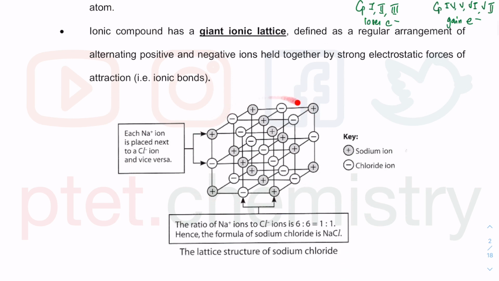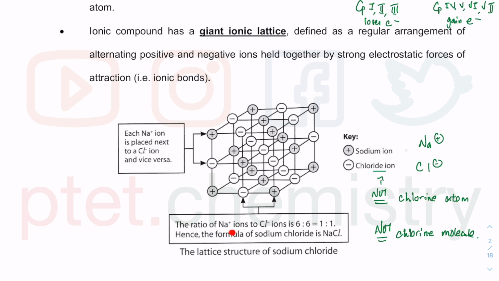This giant ionic lattice structure is defined as a regular arrangement of alternating positive and negative ions. This is just a section of how the giant ionic lattice structure looks for sodium chloride. This is now called a chloride ion. This is not a chlorine atom. This is not a chlorine molecule, because it is now an ion. It has a charge. So be careful when you write the species Cl minus, Na plus. That's stuff you have learned from atomic structure.